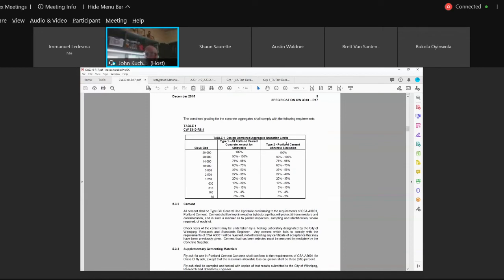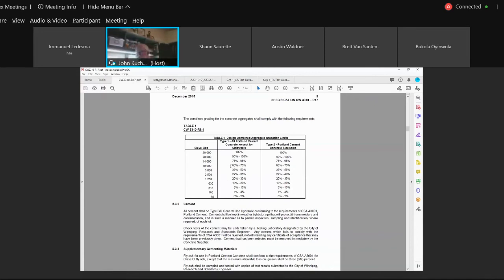Now we're not looking at type 2, which is Portland cement sidewalks. We're looking at pavements, okay? So we're looking at these here. Okay. Type 1, all Portland cement concrete except for sidewalks. Okay. And you can see here that there's the grading limits. It has to meet. Coarse have their own individual, the fine have their own individual, blend them together.